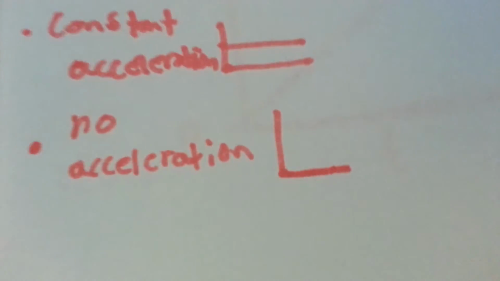And this graph has no acceleration. I didn't show the other graph for some reason, but like I said, it relates to this one. It's going to be changing acceleration, so it's going to have a diagonal line.